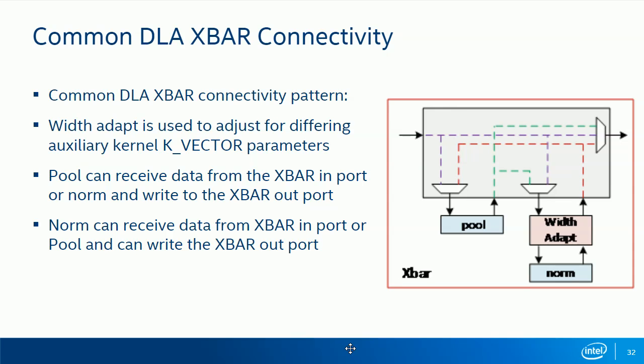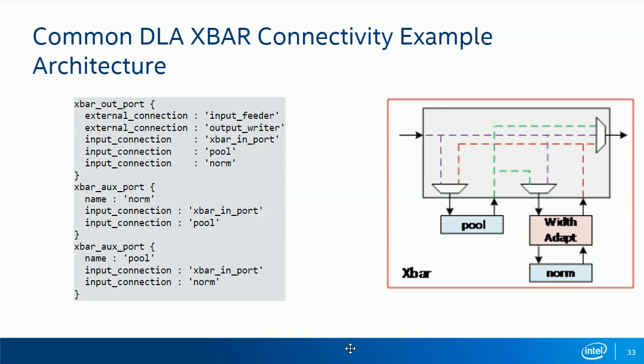This example is actually a fully populated crossbar, so norm and pool can appear in any order in the executed graph. This slide shows the same connections but expressed in the architecture prototxt file. In the prototxt file for the XBAR out port, we see the inputs from pool and norm are made. For the crossbar aux port for norm, we see that pool and crossbar in can feed into norm. And for the XBAR aux port of pool, we enable the connection from XBAR import as well as norm. This makes this a fully connected crossbar, which isn't always necessary.